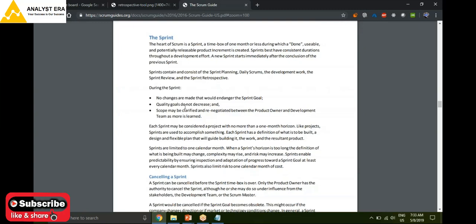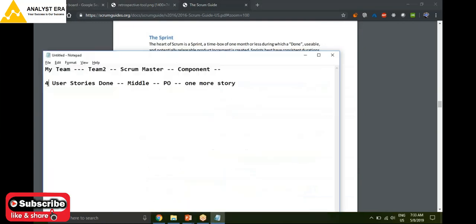And the quality goals do not decrease. Essentially, your quality should not be impacted when you are delivering something. The quality should be maintained. Scope may be clarified or renegotiated between the product owner and the development team as more is learned. So essentially, what does that line mean? If you have discovered that we will deliver 4 user stories, among these 4, there is 1 user story which will take 30 days.